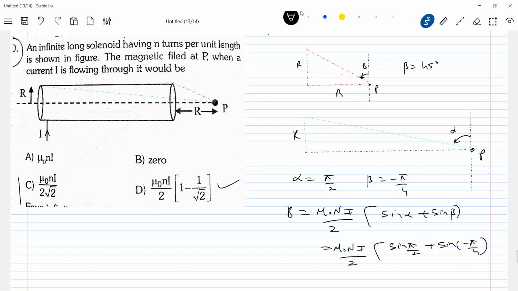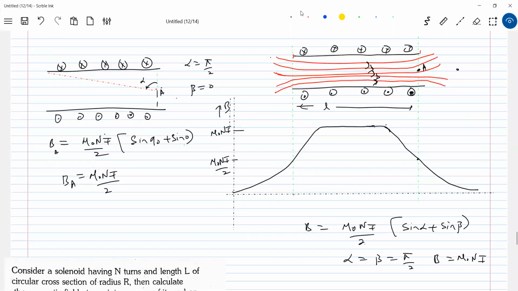The field at the end is mu naught ni by 2. Further, as you move on the axis outside the solenoid, it must decrease. So the field should not be zero immediately. Is that graph okay? It should not become zero immediately. It should decrease gradually. Okay, here also I can ask you some numericals outside the solenoid.